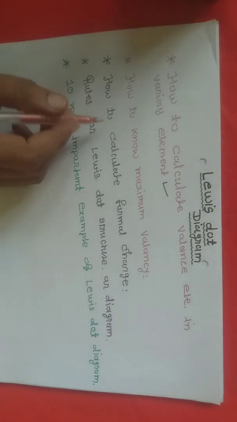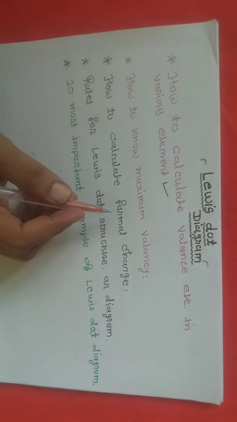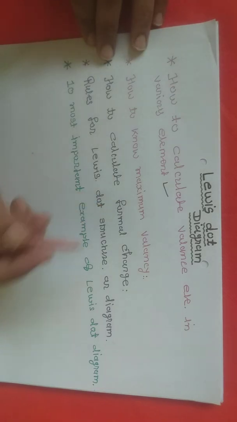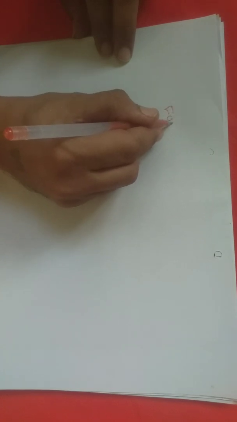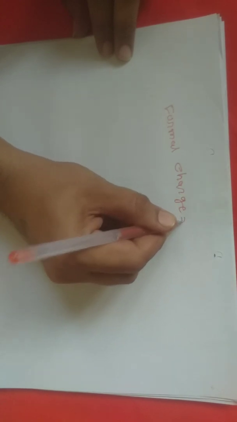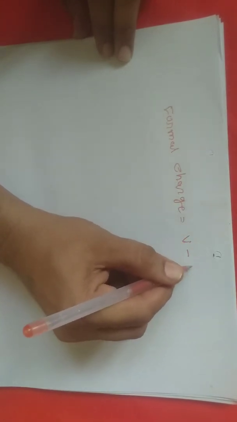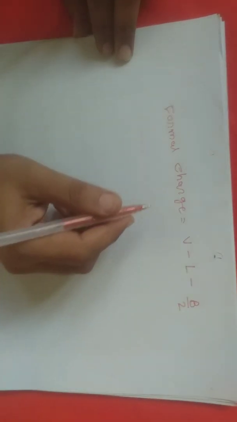Now, how to calculate the formal charge? Once we are aware of the formula of formal charge, we can calculate it very easily. Friends, the formula for calculating the formal charge is: formal charge is equal to V minus L minus B by 2.